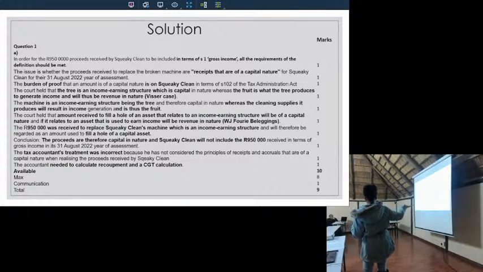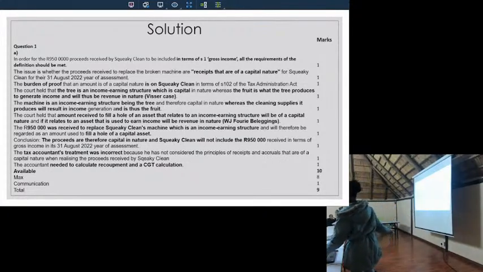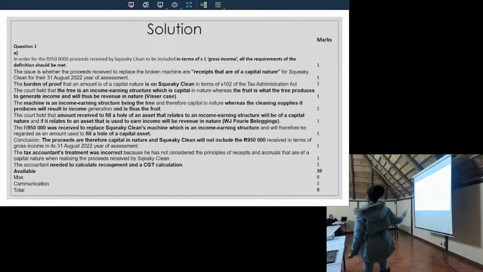That's why you get that communication skill. Everything flows. You don't just get it. You see. Are we good? You state the principle. So the 950 was received to replace Squeaky Clean's machine, which is an income earning structure. How do we know this? We discussed in the FISA case. Do you understand? And will therefore be regarded as an amount to fill a hole of a capital asset. This comes with practice. Don't be scared. If you practice, you'll be fine. Are we good? If you leave it for the last hour, things won't be nice.